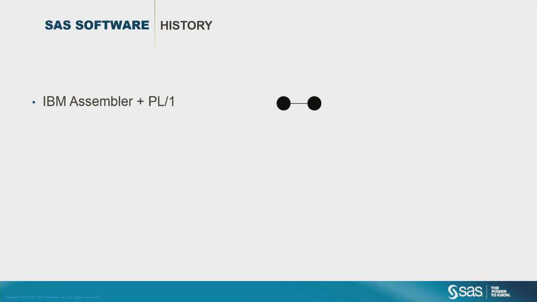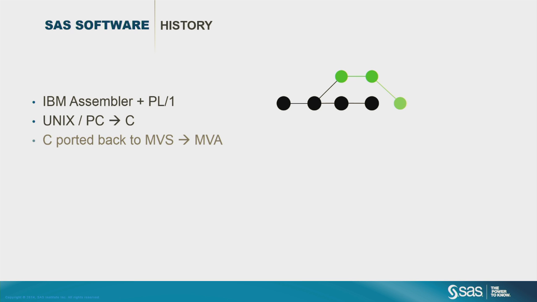So we started with IBM Assembler and PL/I running on mainframes. Eventually, Unix workstations and PCs come along, and SAS rewrote the analytics engine that underlies all of its value into C. And we have two major code bases with the same stuff going along for some period of time here. That C got backported to the mainframe at some point. The IBM Assembler was retired, and we created the multi-vendor architecture, MVA, where there's this one set of code capable of running across many different kinds of operating system platforms.